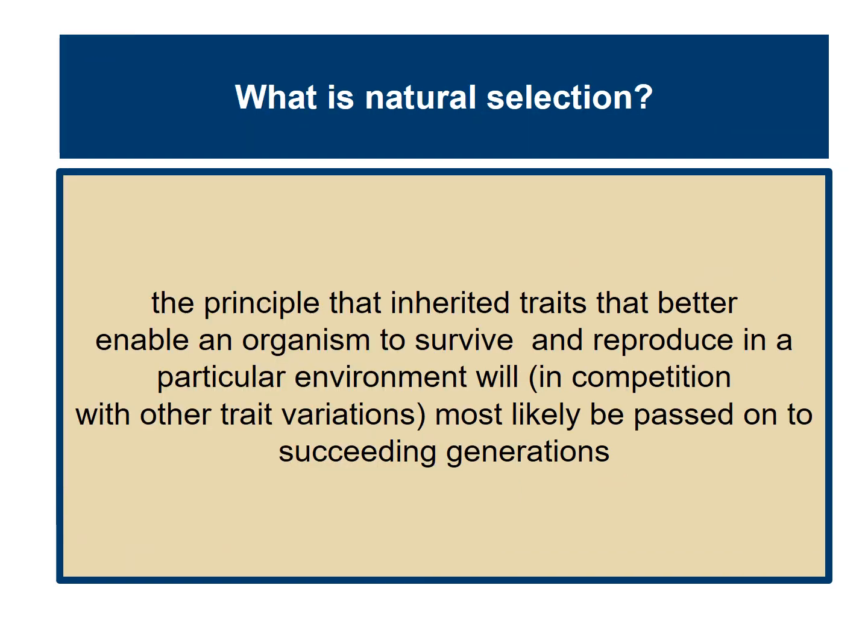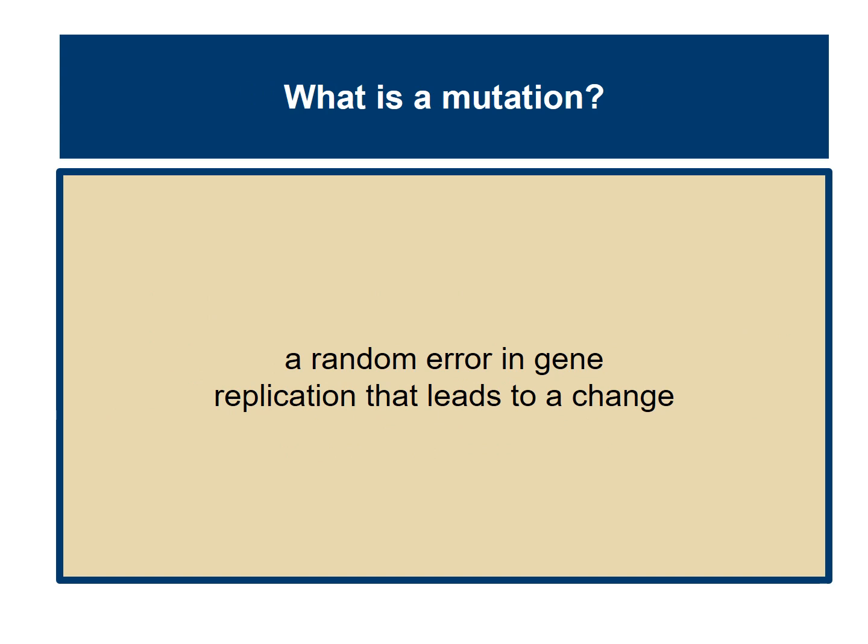So again, to review natural selection, it's the principle that inherited traits that better enable an organism to survive and reproduce in a particular environment will, in competition with other traits, most likely be passed on. So survival of the fittest. This is definitely review from 8th grade. And again, you're going to get this again in biology, or if you already had biology, you know what this is, or if you've taken AP environmental science. A mutation is a random error in a gene replication that leads to a change.